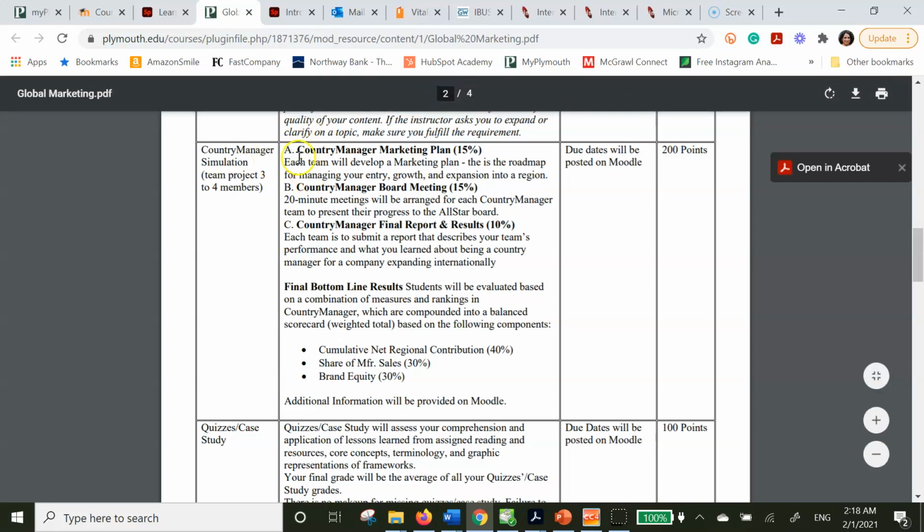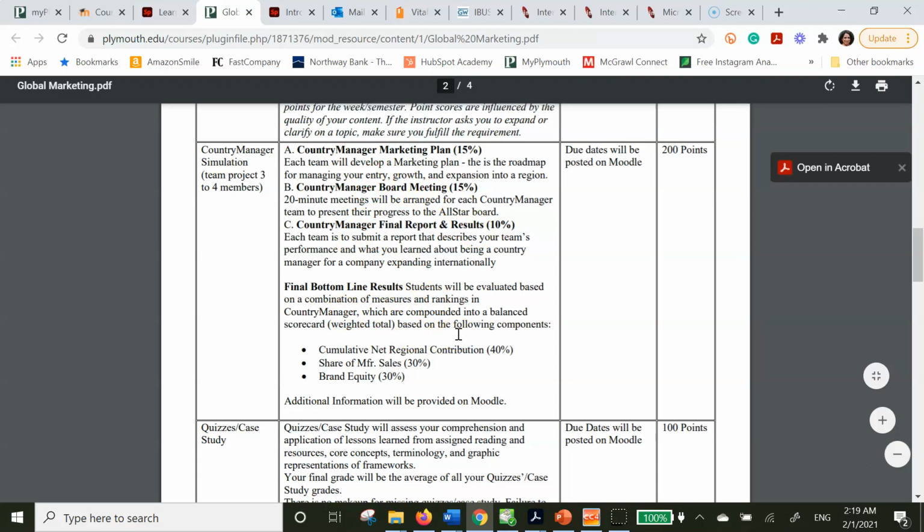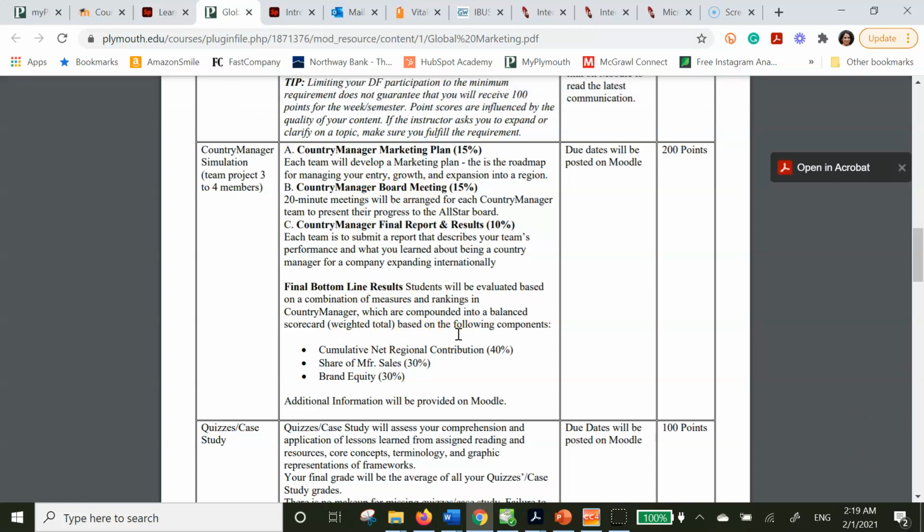So there are 3 phases to this. We're going to have the country manager marketing plan, we're going to have the board meeting, and finally we're going to have the final report and results. So you need to read this just to have a small idea of what it is that we're going to do.